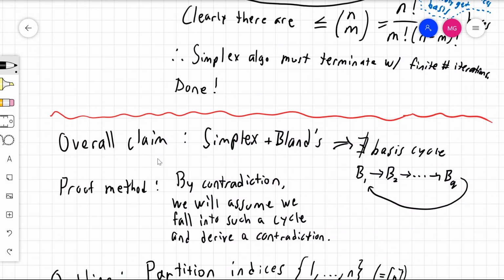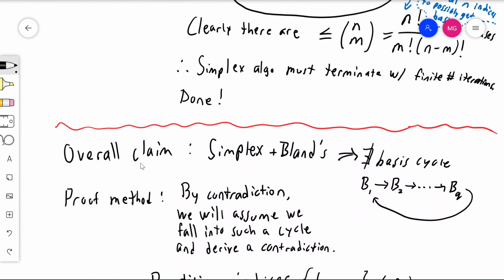So the overall claim is this. Simplex algorithm plus Bland's rule implies that there cannot exist a cycle of bases like this. And the proof method will be by contradiction. You're going to assume that you run this with Bland's rule, and there is a cycle of bases, and you're going to derive a contradiction. That's what's going to happen.